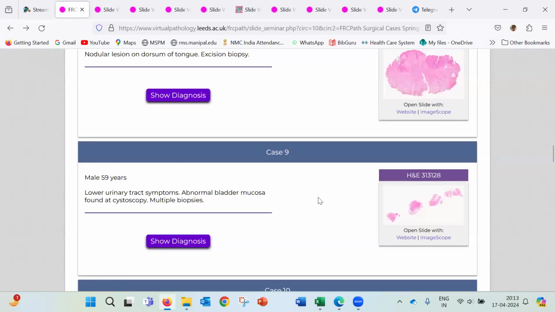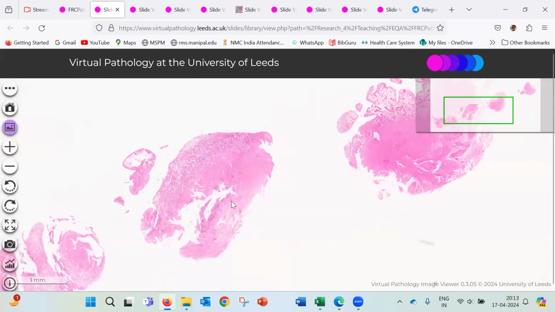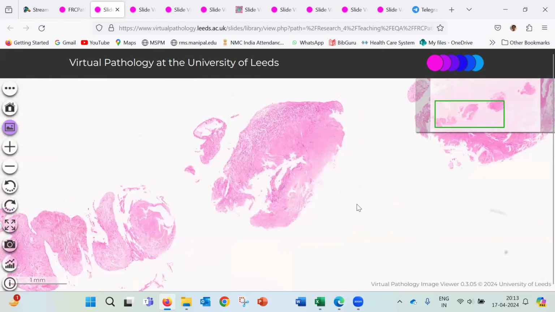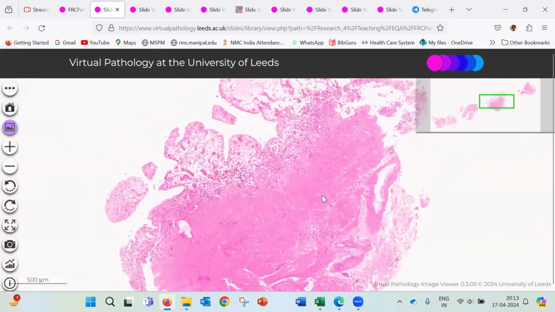Okay, so moving on to case 9. This is a male 59-year patient with lower urinary tract symptoms, and there is an abnormal bladder mucosa that was biopsied on cystoscopy. So this is a kind of biopsy. You should mention that yes, I see a detrusor muscle in it.